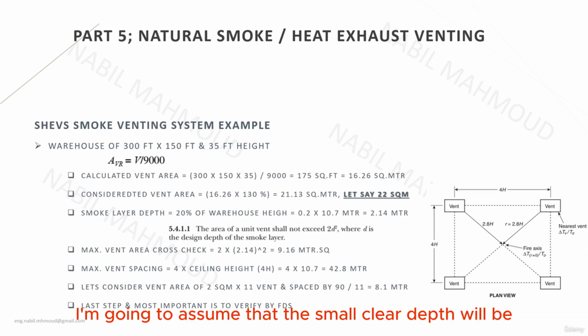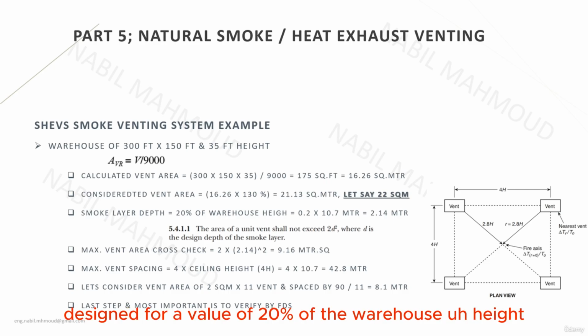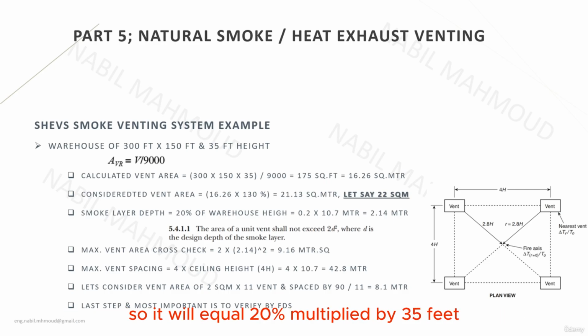After this, I'm going to assume that the smoke layer depth will be designed for a value of 20% of the warehouse height. So it will equal 20% multiplied by 35 feet, or 20% multiplied by 10.7 meters, and it will give me a design smoke layer depth of 2.14 meters. So this is a designed depth or allowable depth for the smoke layer.